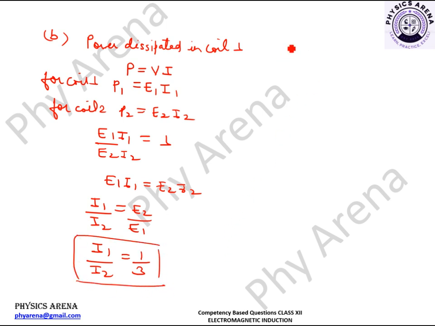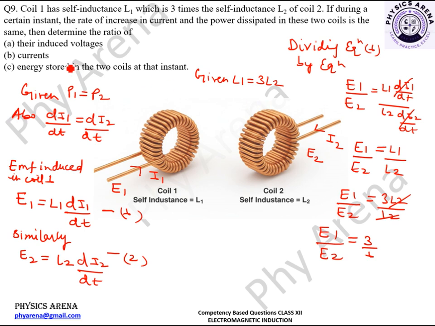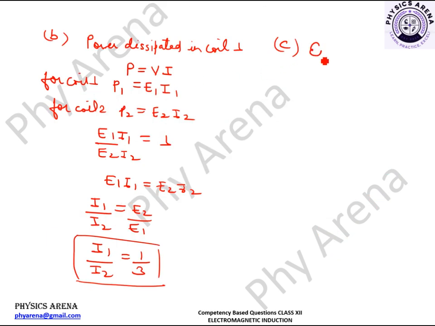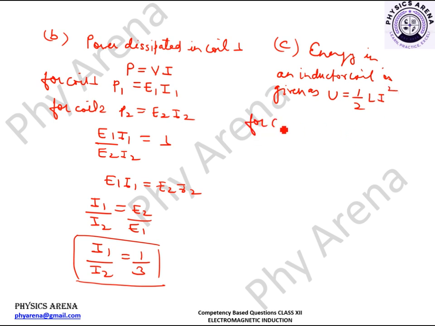And let's take part C as well. In part C, it says we need to find the ratio of energy stored in the two coils. So energy in an inductor coil is given as U is equal to half L I square. So for coil 1, U1 will be equal to half L1 I1 square, and U2 will be equal to half L2 I2 square. This is energy for coil 2.